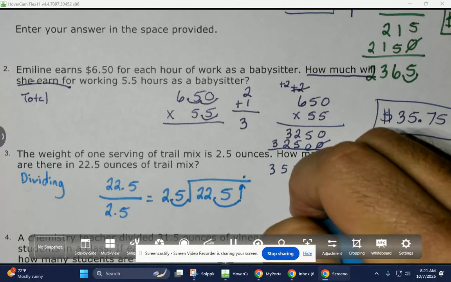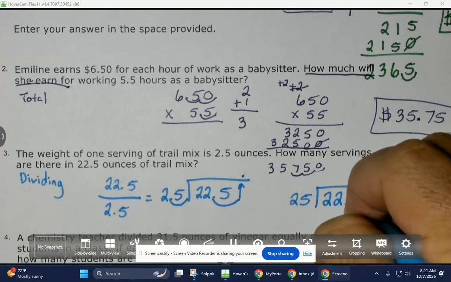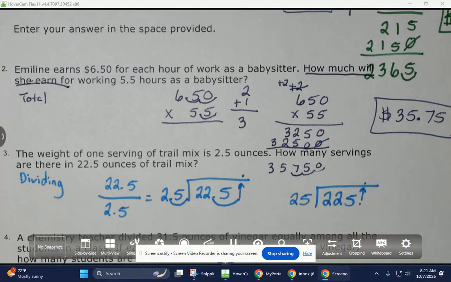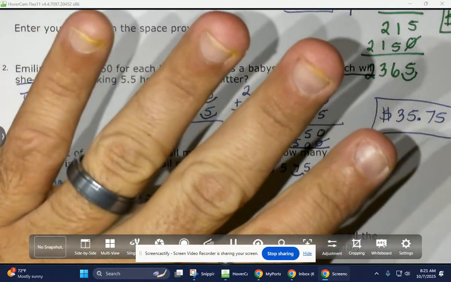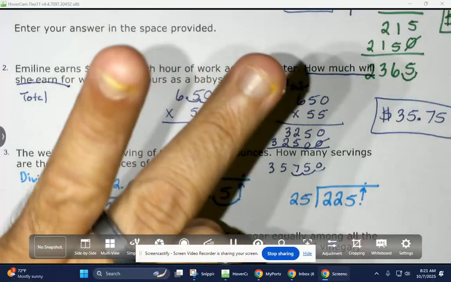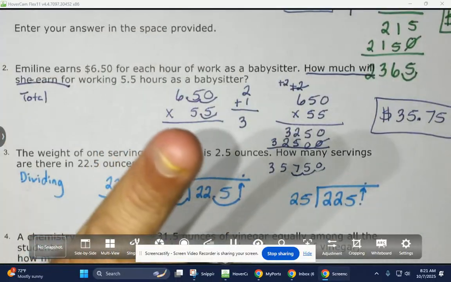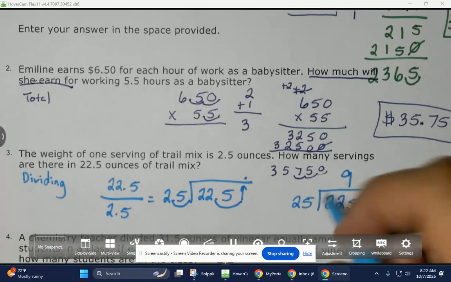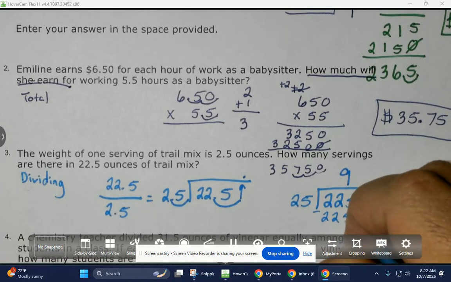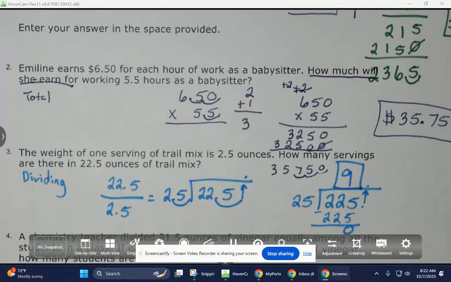So in reality, how many quarters to give you $2.25? How many times can 25 go into 225? 25, 50, 75, $1, $1.25, $1.50, $1.75, $2. So that's 8 quarters plus another quarter. 25 goes into 225 9 times. So that answer should have been 9.